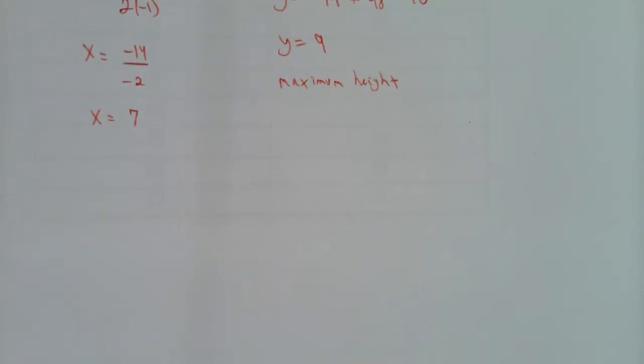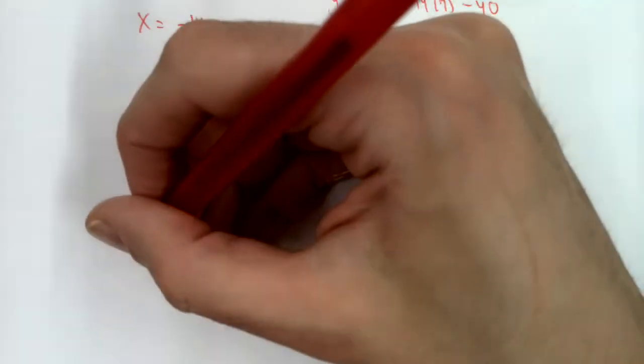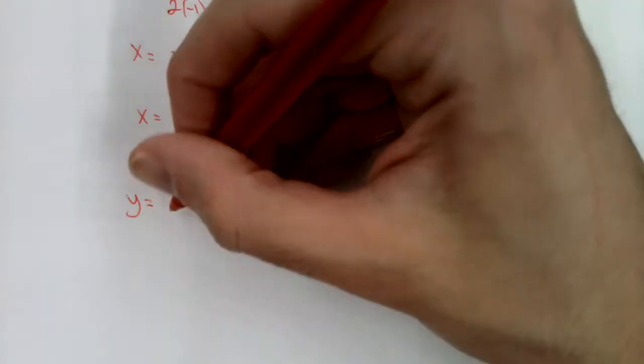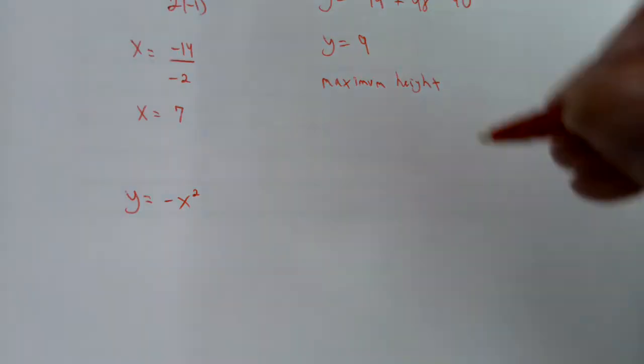And now to figure out how far the bird is flying, you want to figure out when the bird is at 0, because the bird is at 0 in the beginning and the end.